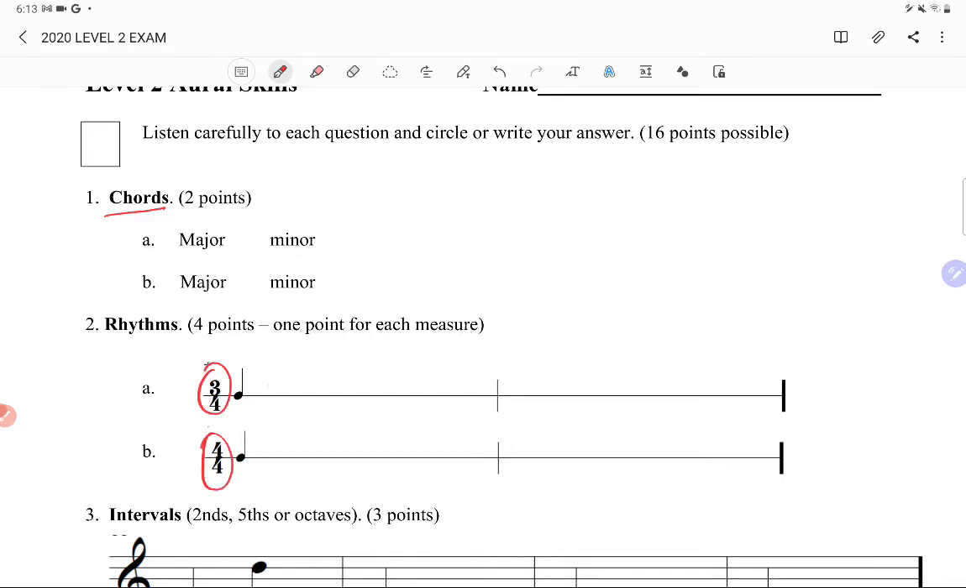Okay, so for rhythms, before you do this, because it's 3/4 and 4/4, go ahead and write this: 1 and 2 and 3, and then start here again, 1 and 2 and 3. For 4/4 it's going to be 1 and 2 and 3 and 4 and 1 and 2 and 3 and 4 and. Whenever they play the example, I want you to count along, because in this case it's going to be much easier for you to get what they actually want you to hear.